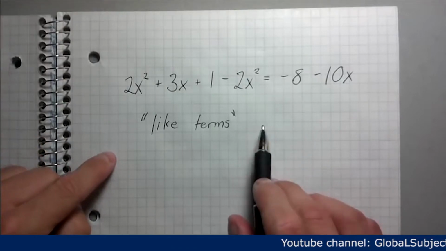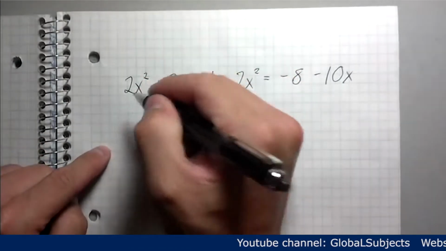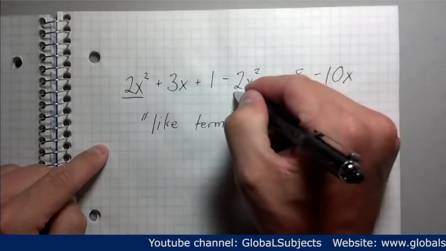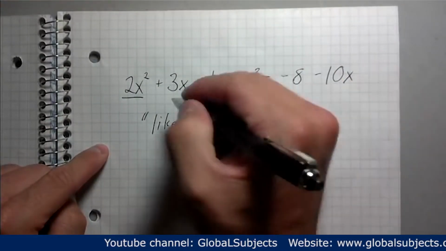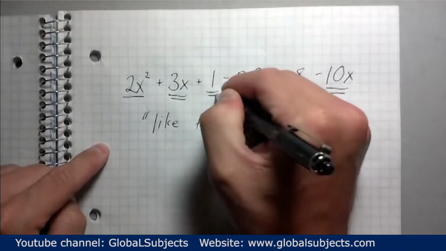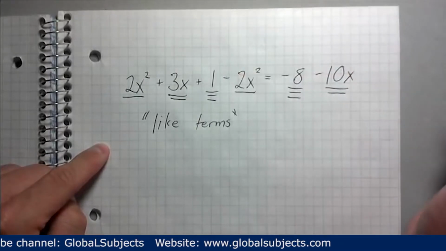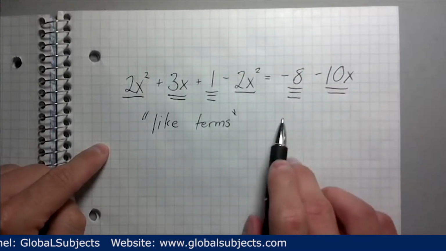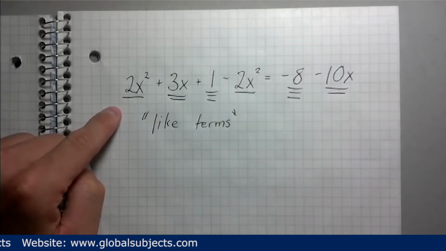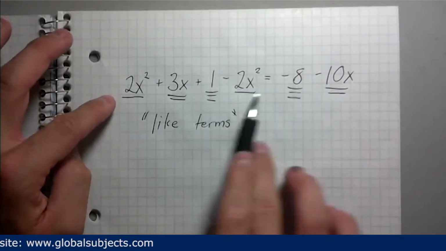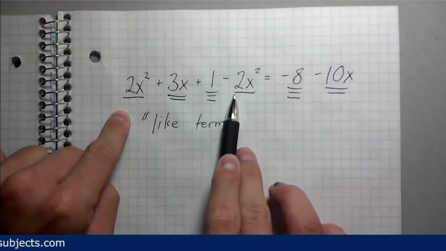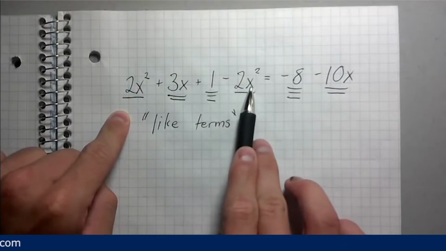So how about this? First, I'm going to do this little trick. I'm going to draw a single line under all the terms that have x squared. Then I'm going to draw a double line under all the terms that have x. Then I'm going to draw a triple line under all the terms that don't have an x at all. So I have 3 different types of terms. Now I want to combine and collect them. That's where the number in front comes in.